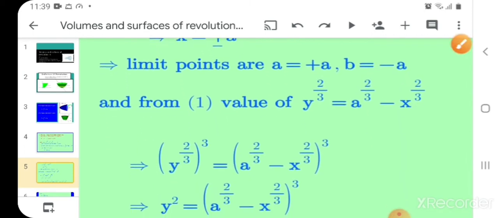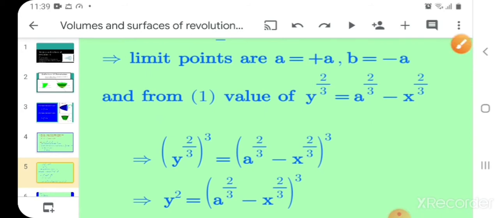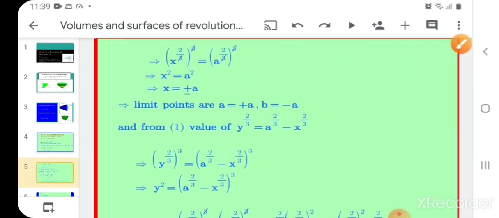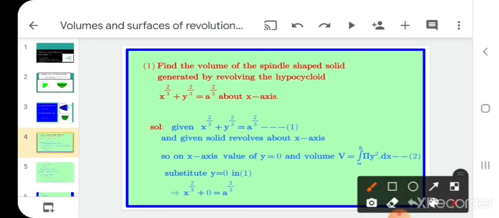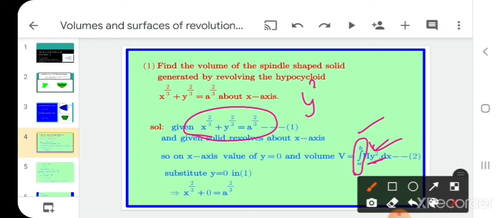Okay, next. We find the limit values. Then what do we find? From the formula, we have the values of a and b and the y square value. So, we already found the a, b values. Now, I am going to find the value of y square. From the given equation, I find the value. Okay, what is y power 2 by 3? a power 2 by 3.